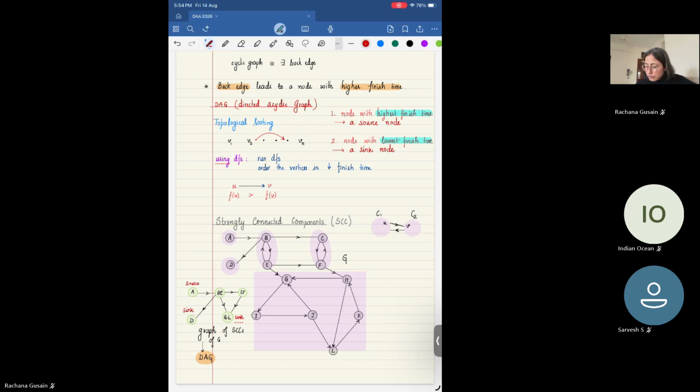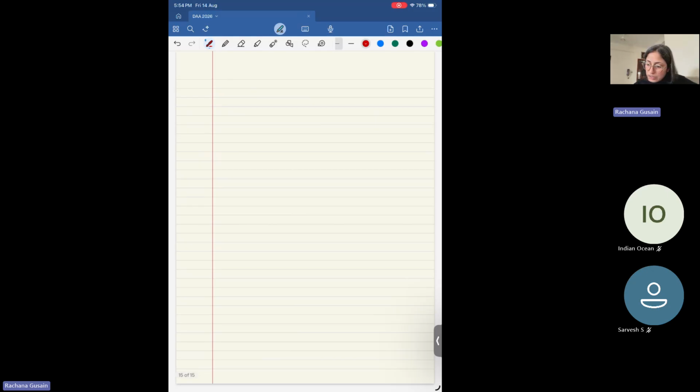Now, we have some 5 to 6 minutes. So let's discuss another property of these strongly connected components. Let's say I have two strongly connected components in a graph. There can be multiple, just pick two of them.